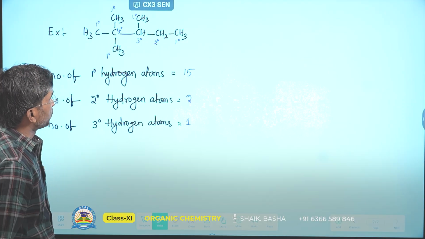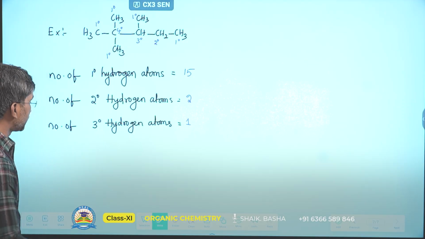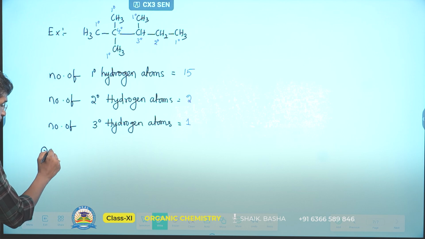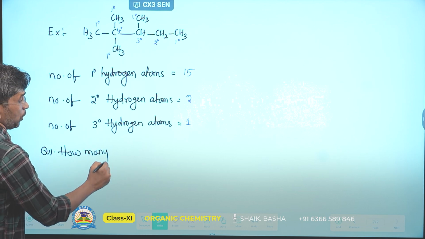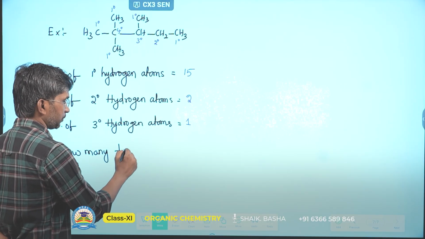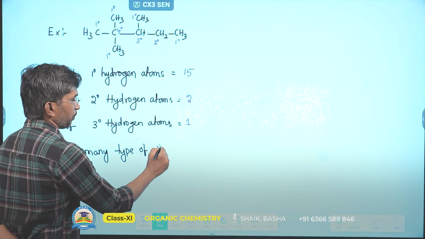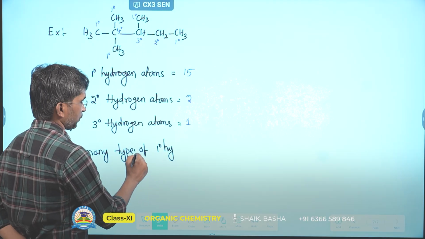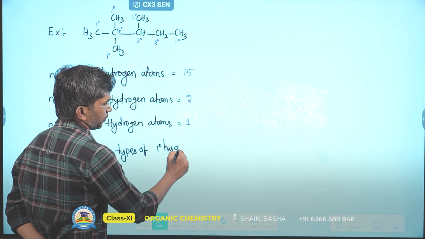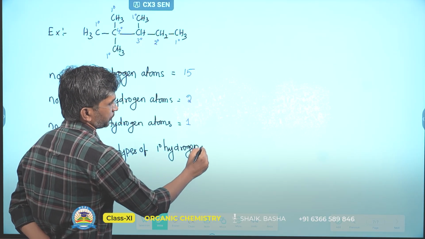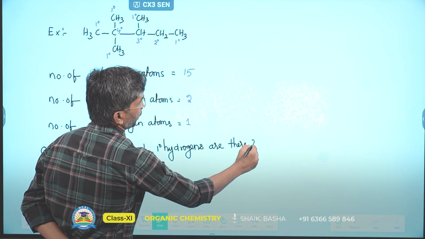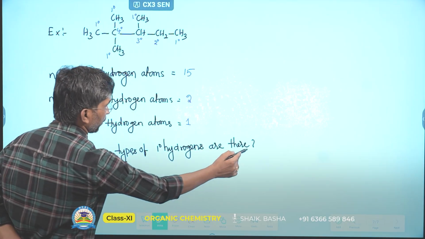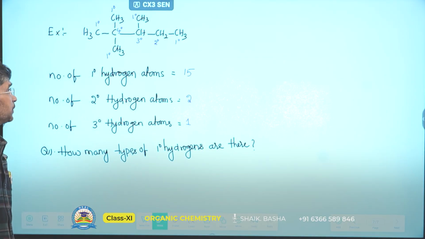Now, some more questions are possible with this example. What is that? How many types of primary hydrogens are there in the given example? How many types of primary hydrogens are there? We'll discuss.